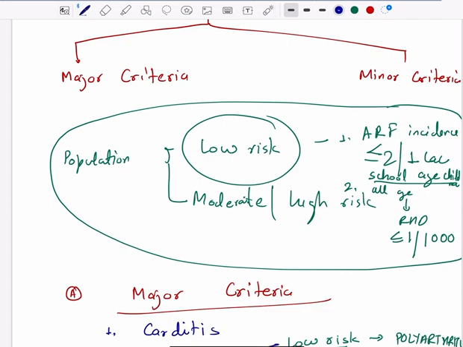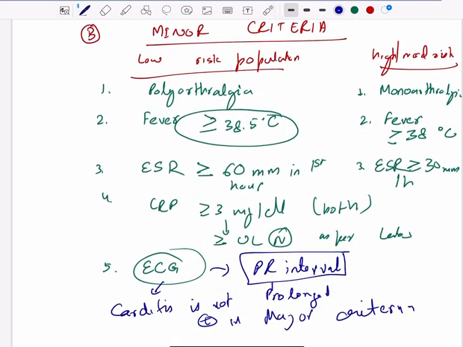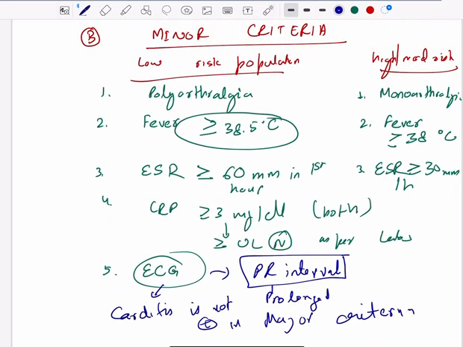Now when we come to the minor criteria, again the difference between low risk and high risk is that polyarthralgia for the low risk population is a minor criterion. You remember when we discussed the major criteria, polyarthralgia for the high risk or moderate risk population is a major criterion. And the other thing you need to know is that you have to exclude other causes of polyarthralgia.